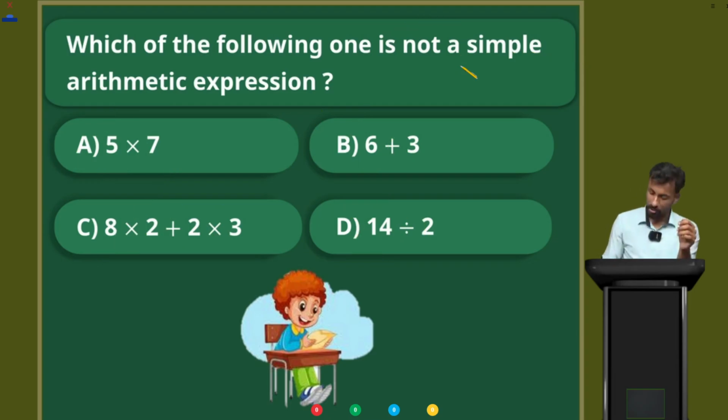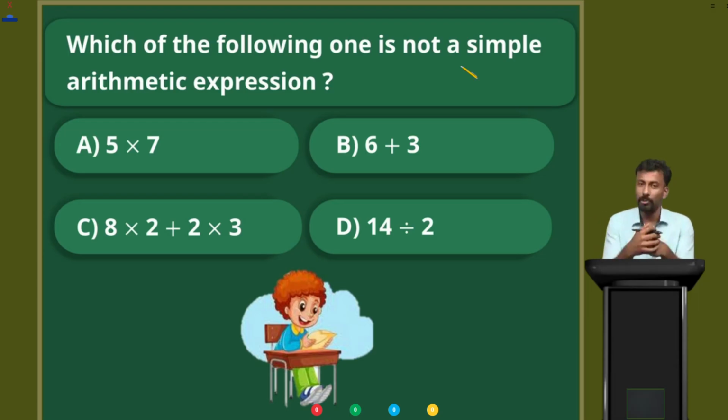So students, up to this we are going to end today's session. I hope all of you enjoyed today's class. In today's class we have discussed some introductory portions of arithmetic expressions. We have learned about the definition of arithmetic expressions, or what kind of expressions can be called arithmetic expressions, and which type of expressions are called simple arithmetic expressions.